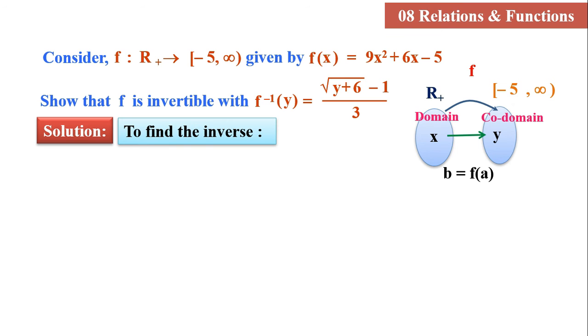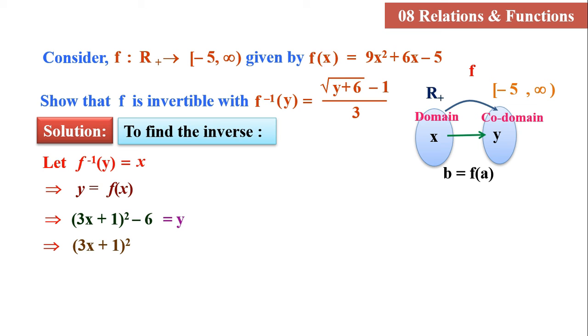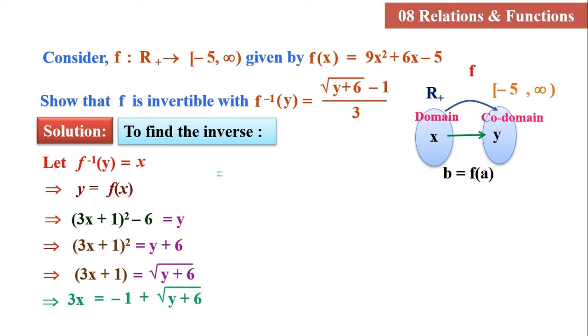To find the inverse, let f inverse of y equal to x and y equal to f of x. We know the function is (3x plus 1) the whole square minus 6 is equal to y, and (3x plus 1) the whole square is equal to y plus 6, and 3x plus 1 is equal to root of y plus 6. 3x is equal to root of y plus 6 minus 1, or minus 1 plus root of y plus 6, and x is equal to (minus 1 plus root of y plus 6) upon 3.